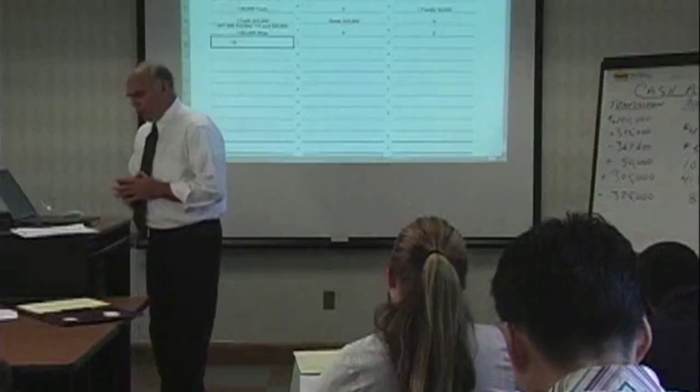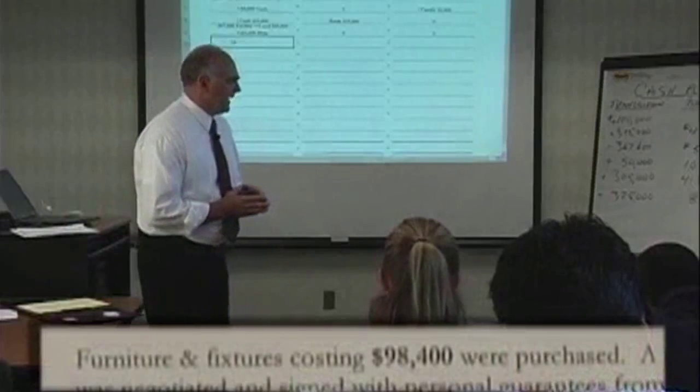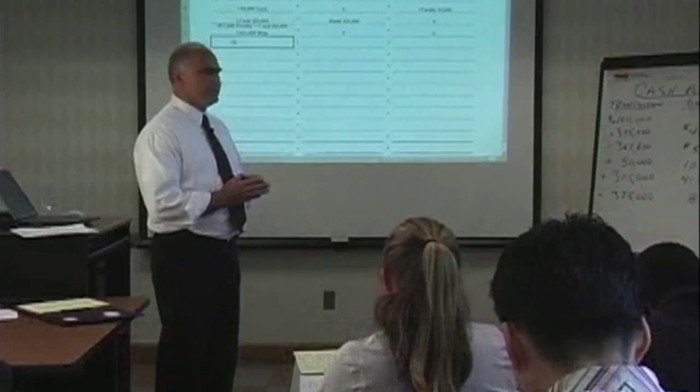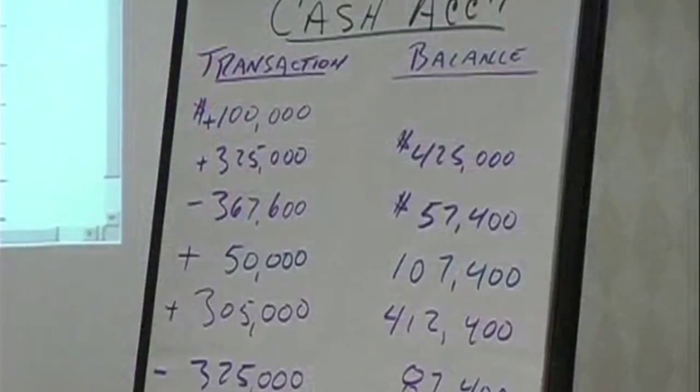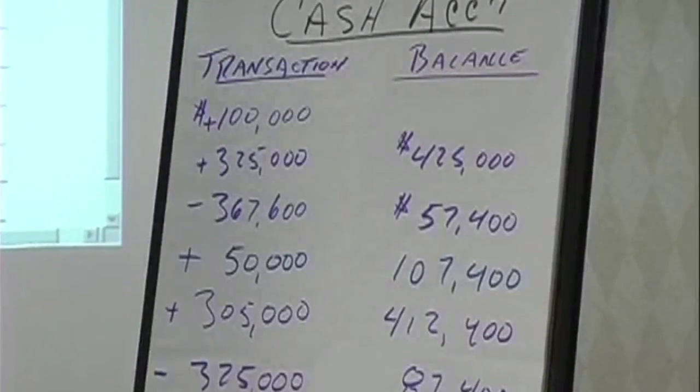Furniture and fixtures costing $98,400 were purchased. Well, if we look at the cash account, I think we have a little problem. What's our available cash balance? You know, $87,400. We're a little short. We better keep reading.